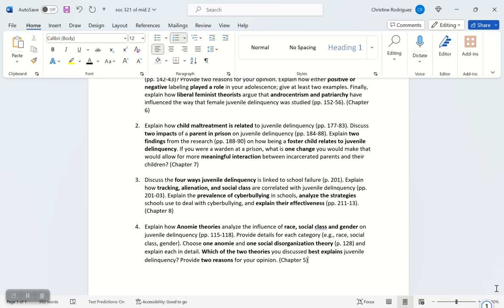Which of the two theories you discuss best explains juvenile delinquency? Maybe you think it's one, maybe you think it's the other, maybe you think both do. It doesn't matter as long as you provide two reasons for your opinion.